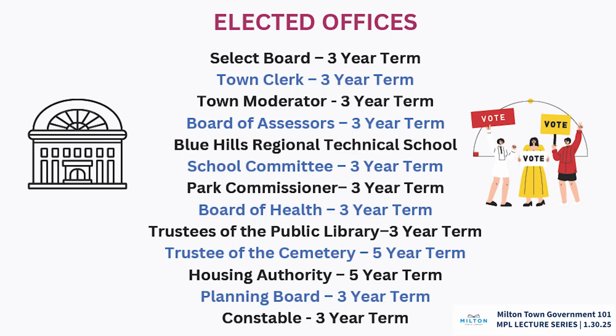This is also about our government in general. If you're interested in other offices, this is the general sense of the terms expected. For the most part, all of them are 3-year terms. You get voted in, you get 3 years until you're on the ballot again, if you choose to be. The anomalies are like the trustee of the cemetery and the housing authority. Those are 5-year terms, but for the most part, they're all 3-year terms.